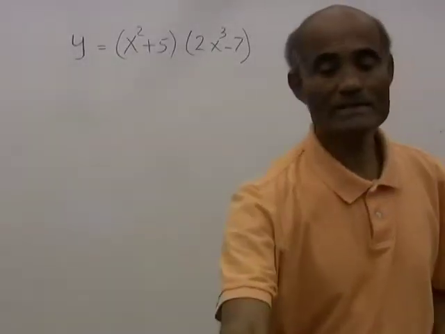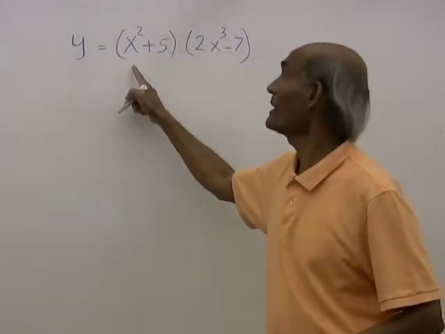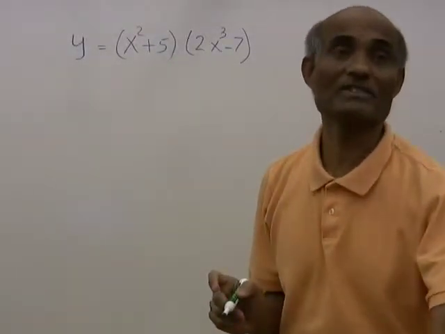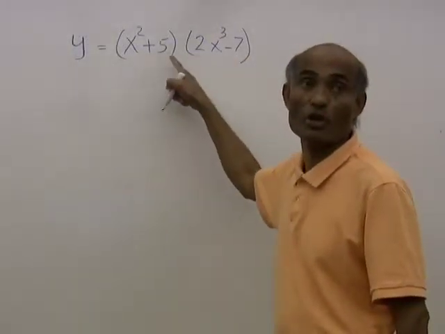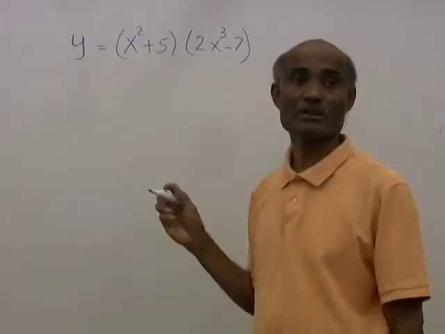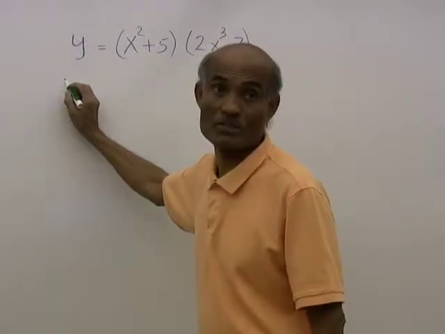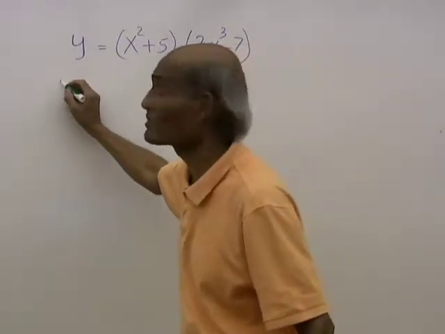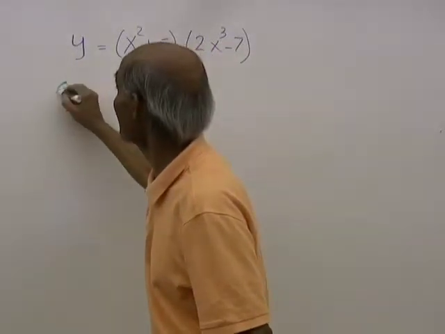Alright, let's now look at another function. Say y equal to x squared plus 5 times 2x cubed minus 7. It's the product of two functions. We will call this the first function and this the second function. So how do you write the derivative? Well, the derivative of y with respect to x is dy by dx, or we can also write it as y prime. Let me write dy by dx.